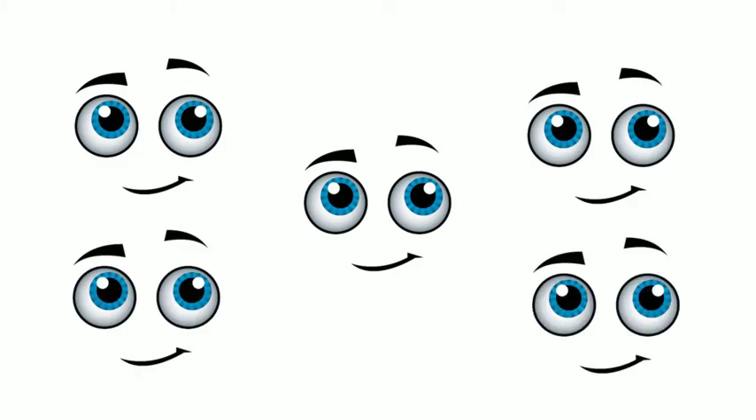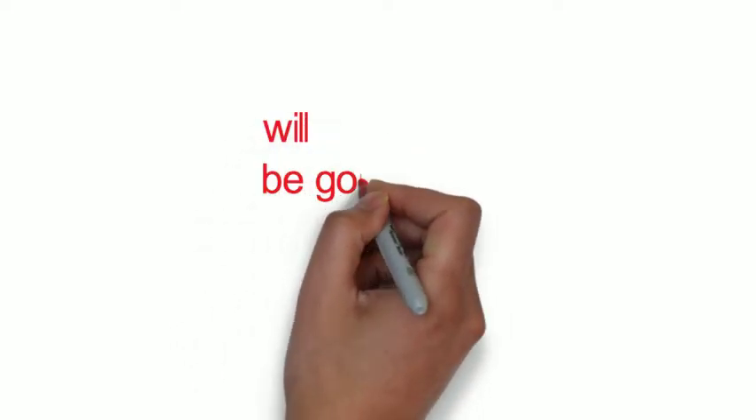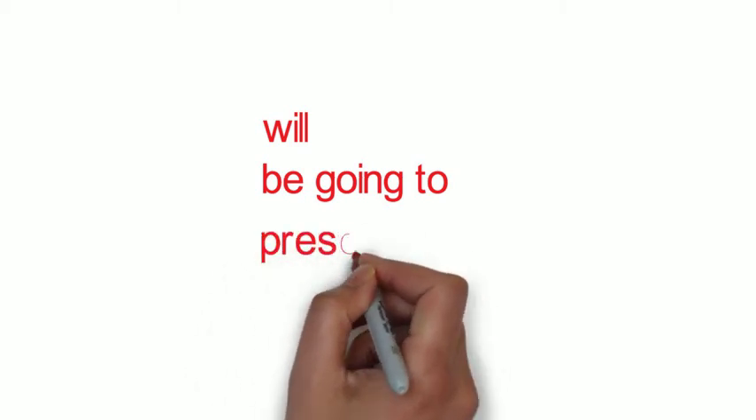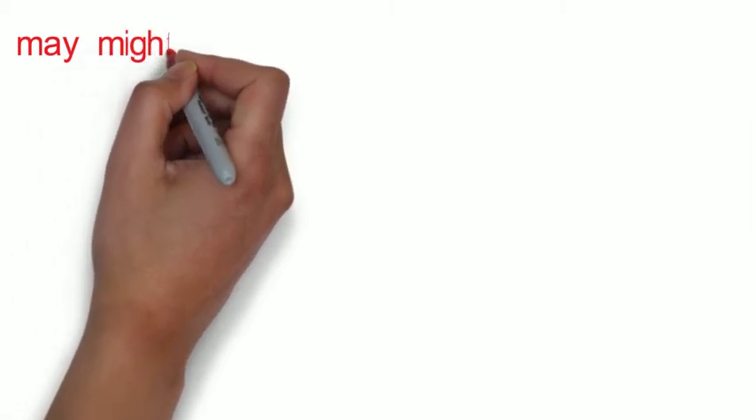The most common future tense verbs are will and be going to. We also use the present continuous tense to talk about the future. We will review these points later on in the video today. To begin with, however, we will talk about the future tense using the modals may, might, and could.